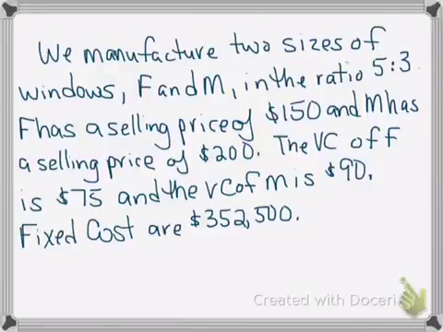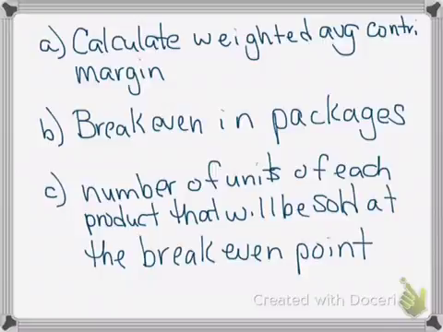Now what that means is that for every 5 F windows, we make 3 M windows. F has a selling price of $150, M has a selling price of $200. The variable cost of F is $75, and the variable cost of M is $90. The fixed costs are $352,500. It wants us to compute the weighted average contribution margin, the break-even in packages, and the number of units of each product that would be sold at the break-even point.